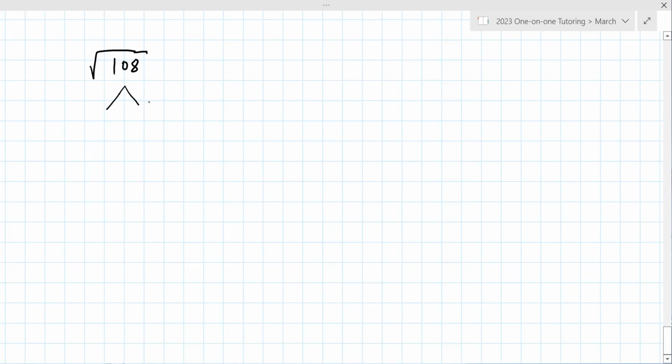Do you have a final answer for me on this one? I got 6 square root of 3. That is correct. Very good. I'll just quickly work this out here in case you want to look at it later. You don't have your notes.